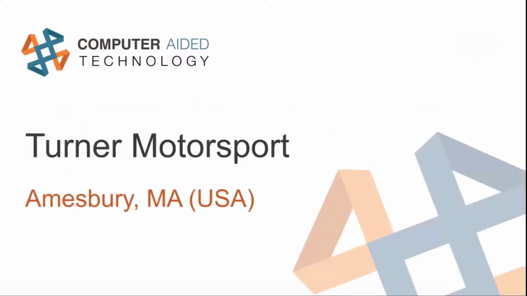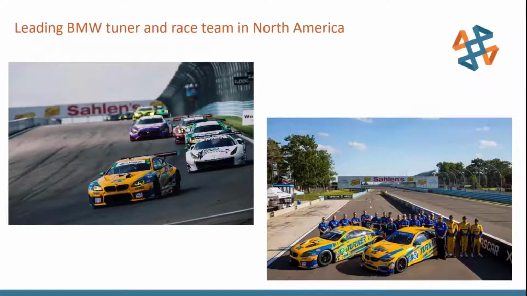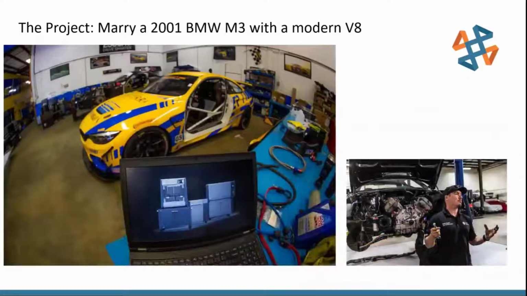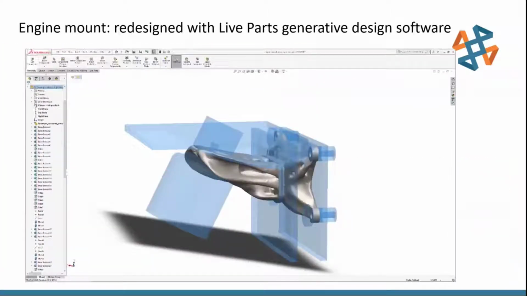So Turner Motorsports is a neat one that also shows another aspect of cool software that Desktop Metal offers. And basically it's a leading BMW tuner and race team in North America. And what they were looking to do is take a V8 engine, get a new modern V8, pop it into their 2001 frame. But that comes with its own challenges of having lots of different geometries you have to meet.